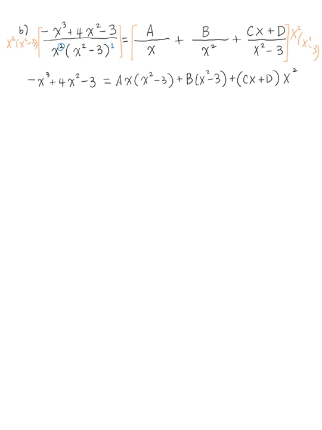Now, how do you do the equating the coefficients method? Well, what you need to do is multiply everything out and then combine the like terms. So if I do that, then what we're going to get is ax cubed minus 3ax plus bx squared minus 3b, and then plus, now I'm going to distribute the x squared to each term, so you're going to have cx cubed plus dx squared.